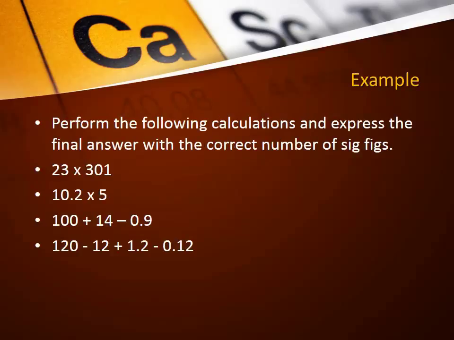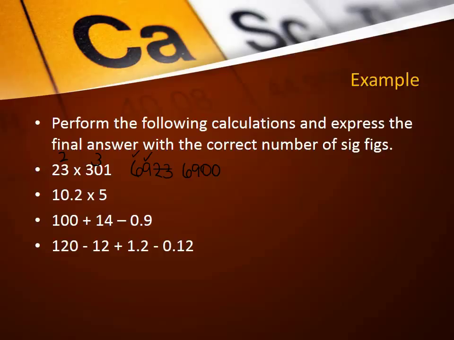For these next equations, in our first one, there are 2 sig figs, and in 301 there are 3. When we multiply this number out, we get 6923. But because of 2 sig figs, we need to actually round such that this number only has 2. There's 1, there's 2, that means we need to round these, which turns into 6900.